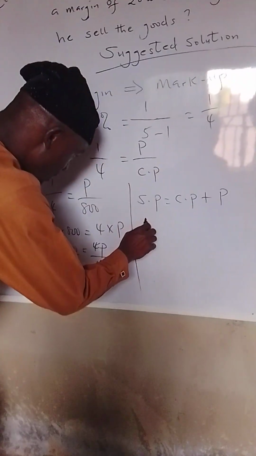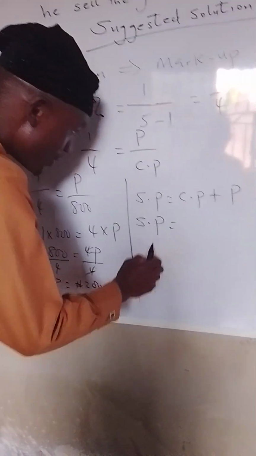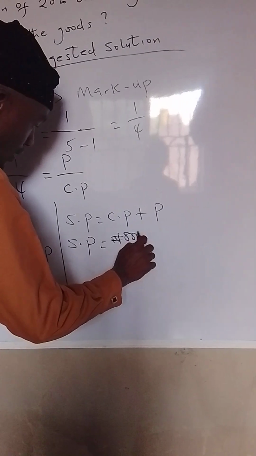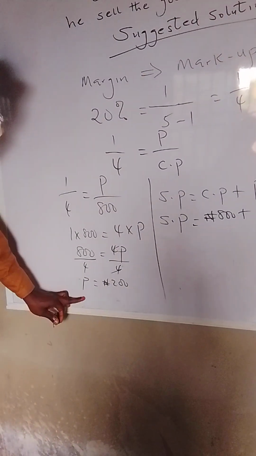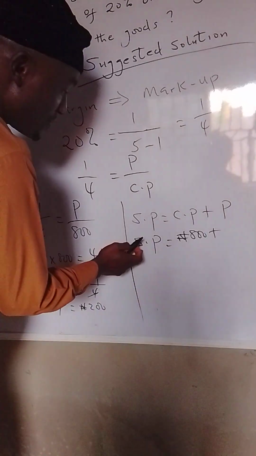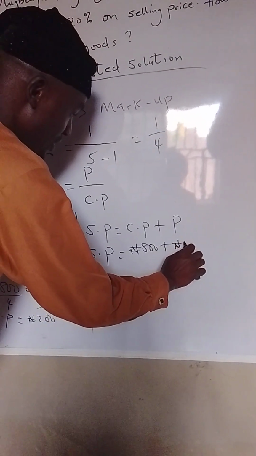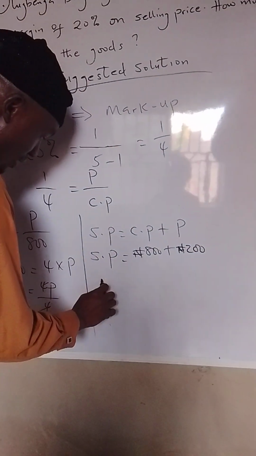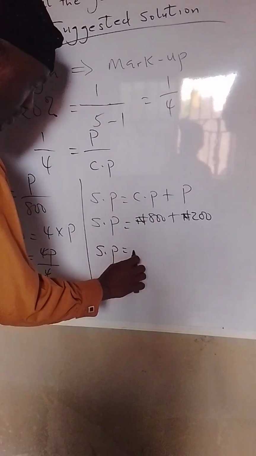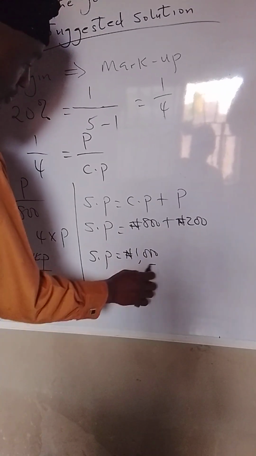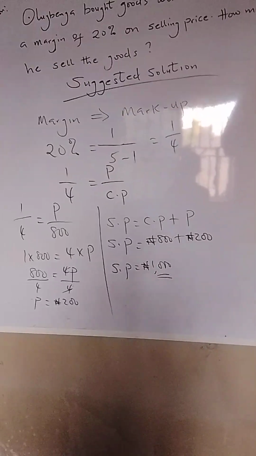And mind you, we've already known our CP, our cost price, as 800 naira. And we have gotten our profit here, which is 200 naira. So our selling price will now be 800 naira plus 200 naira. So definitely our selling price will now be 1000 naira. So as simple as that.